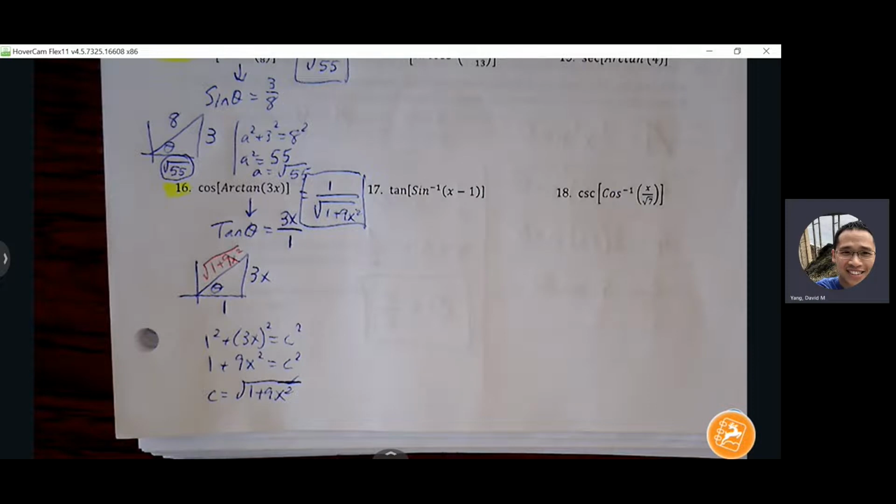Cosine is first and second quadrant. If we see a negative cosine, it's going to be second quadrant.